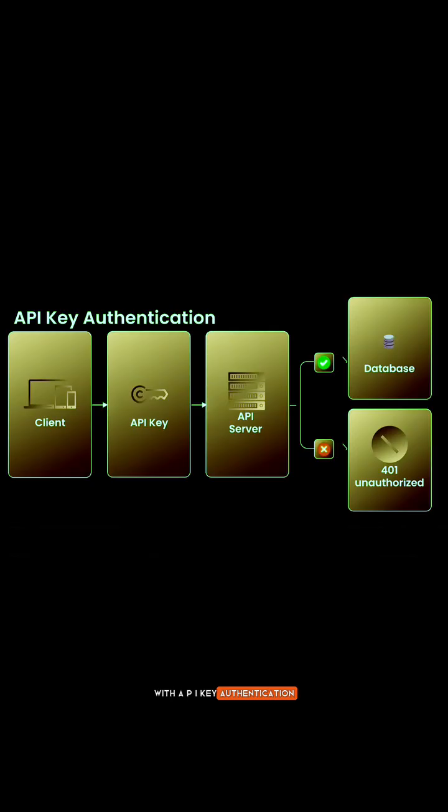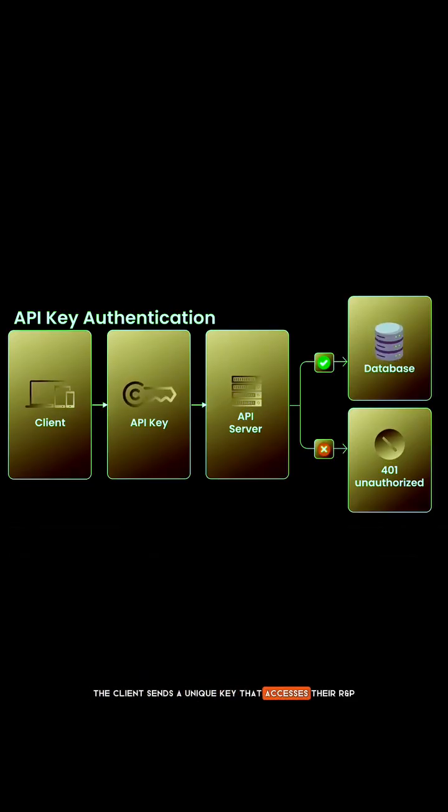With API key authentication, the client sends a unique key that acts as their identifier when making API requests. This key is issued by the API provider to the client, enabling them to monitor usage and control access. While simple to implement, API keys offer limited control over who can use the API. They function similarly to a password. If an API key is compromised, it's challenging to restrict or revoke access for specific users.